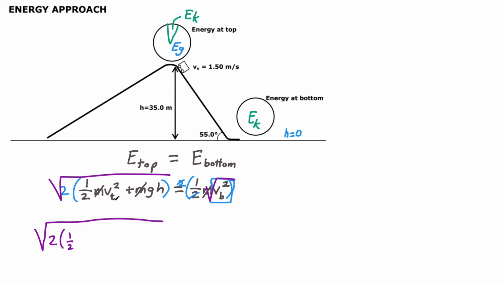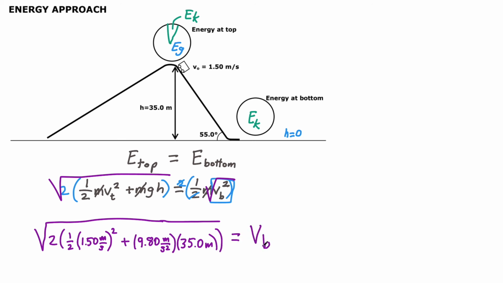This is vt, the velocity of the coaster as it comes over the top of the hill. That was given as 1.5 meters per second. Don't forget that that term is squared. And then we have the value of g, 9.8 meters per second squared, times the height, and that would be the height of the object at the top of the hill. We're using 35 meters for that value. That whole quantity, again, is multiplied by 2, and it's going to tell us the velocity at the bottom of the hill.